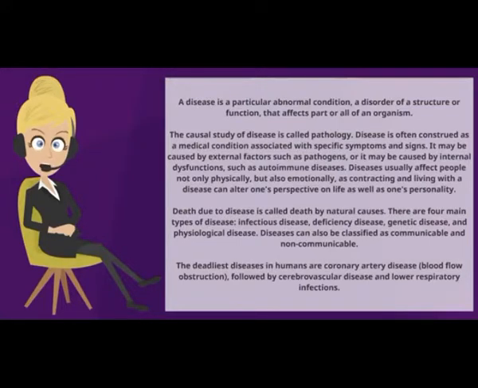There are 4 main types of disease: infectious disease, deficiency disease, genetic disease, and physiological disease. Diseases can also be classified as communicable and non-communicable. The deadliest diseases in humans are coronary artery disease, blood flow obstruction, followed by cerebrovascular disease and lower respiratory infections.